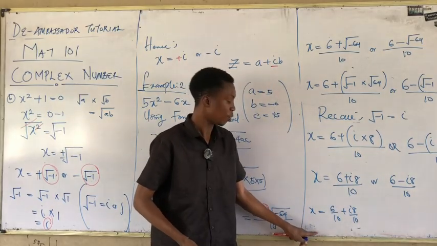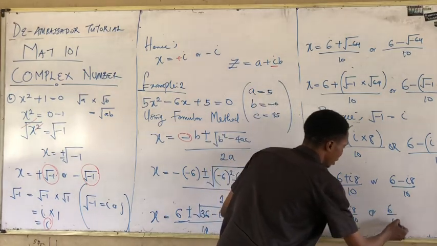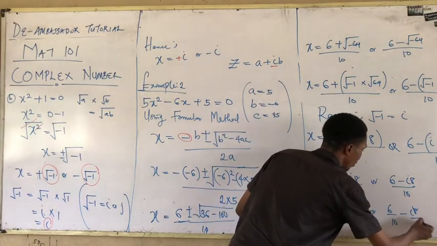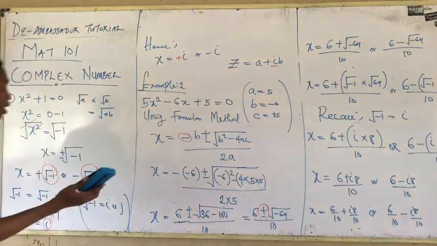Can you see that? Because when you look for the LCM, you are still going to go back to this. Or the other one, 6 over 10 minus 18 over what? 10. So who can tell me, when you divide 6 divided by 10, what we have? Or in decimal point?